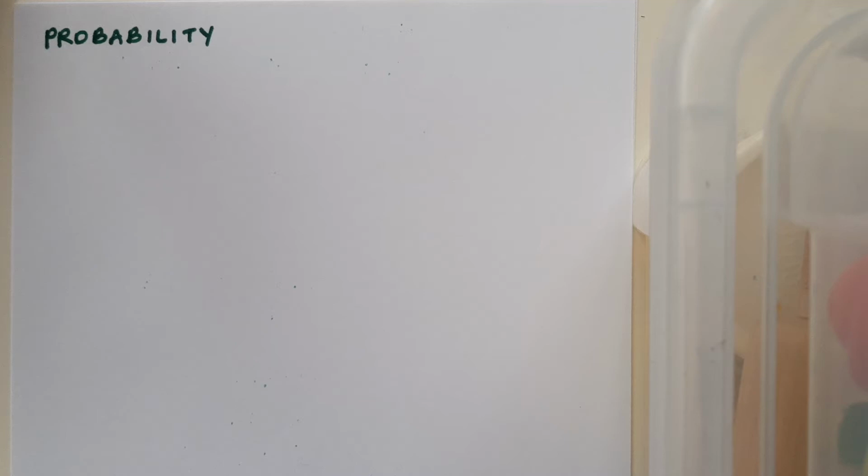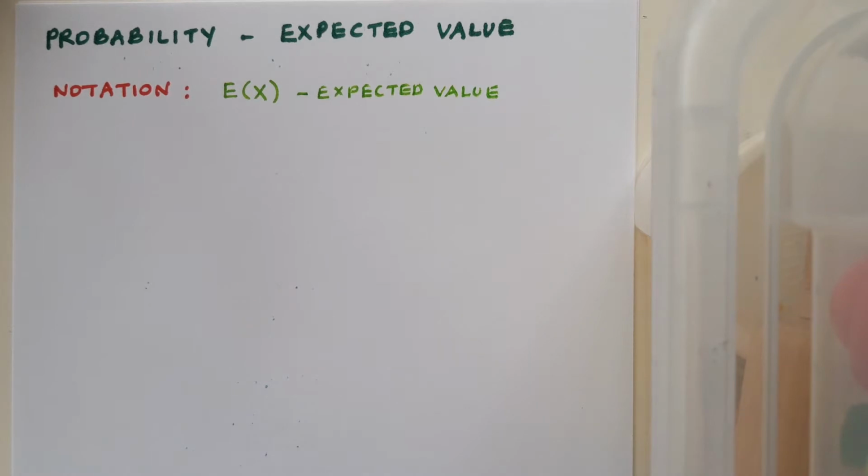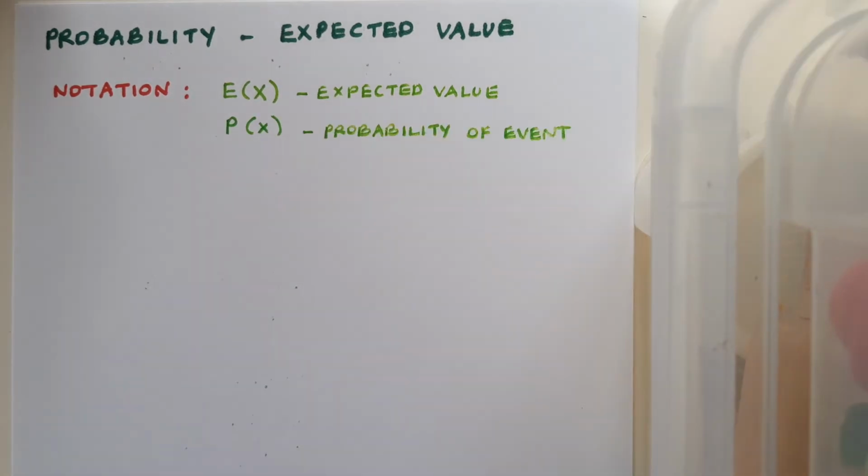This is a video on probability with a focus on expected value. So first of all, just a little bit of notation. We can write expected value as EX. Other notation that we're going to encounter in this video will be PX, which we're familiar with from before. It just represents the probability of an event. And we're also going to encounter sigma, which is an instruction to add values together.